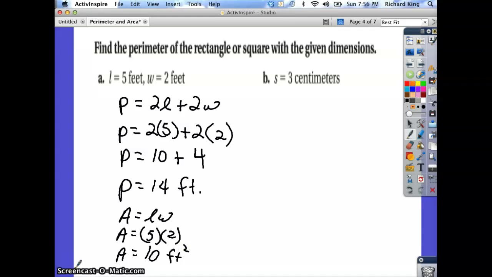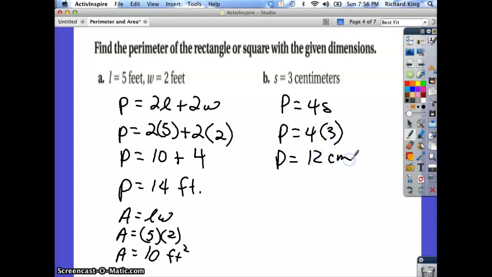Okay, now let's do the perimeter and area of this square. We know it's a square because it's got an S here for side. Side equals 3 centimeters. And we know that all the sides are equal. So perimeter, the formula is 4 times one side, or the length of one side. So substitute in 3 for the side. We end up with perimeter equals 12 centimeters.